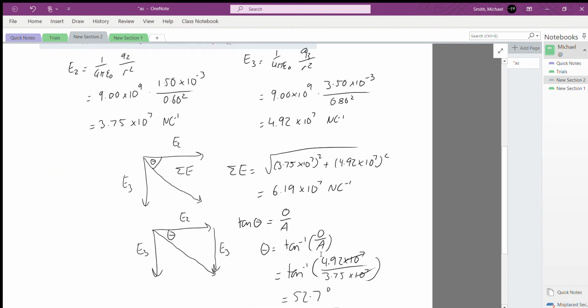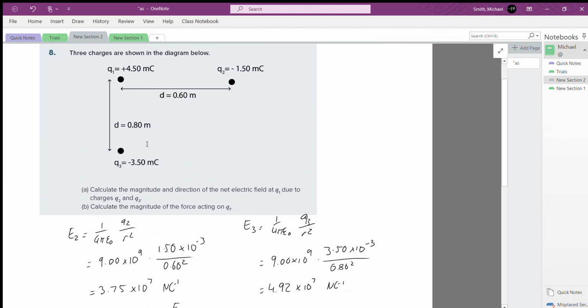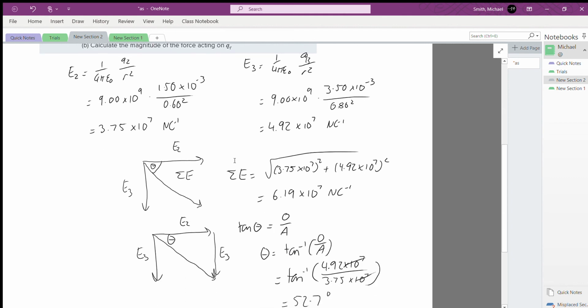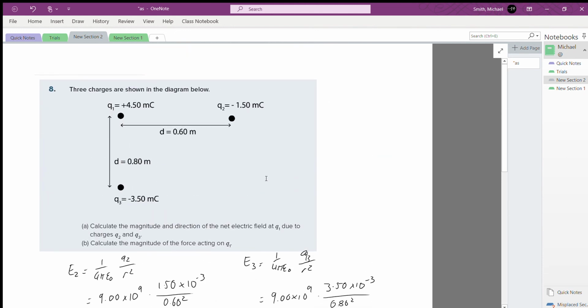But there we have it. That's not so bad. So working out the electric field is fairly straightforward. You have to be careful with the prefixes, with milli or micro or whatever it is you're using. Pythagoras' theorem to work out the magnitude of the net electric field. Trigonometry to work out the angle, and then finally F equals EQ for the force acting on our charge, Q1. And that's it.